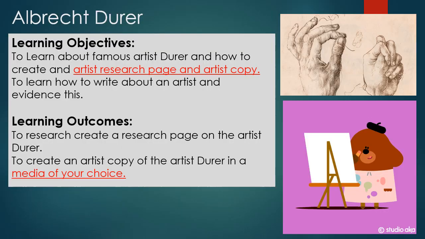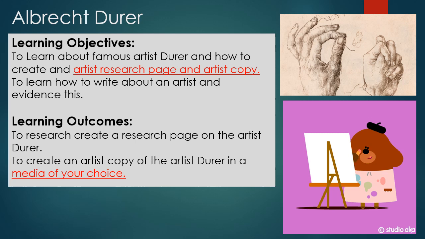So your learning objective for today is to learn about famous artist Durer and how to create an artist research page and artist copy. We've already done something similar to this virtually before half term, and obviously you've created artist researches for a lot of homeworks in year 9, year 8, year 7 before. So you should be very familiar with this. To learn how to write about an artist and evidence this, I've attached the writing frame again, so that's there to help you.